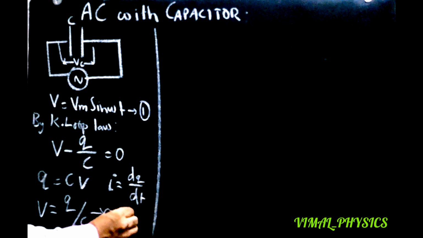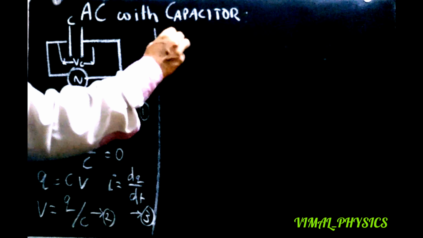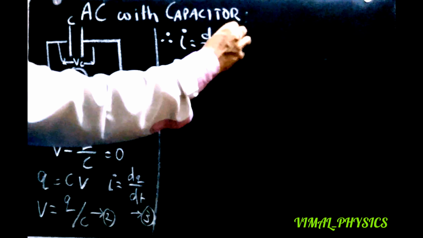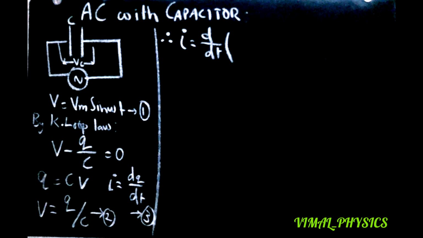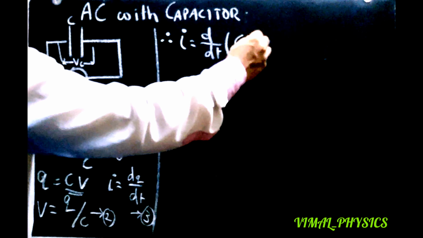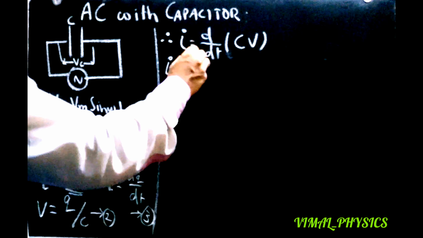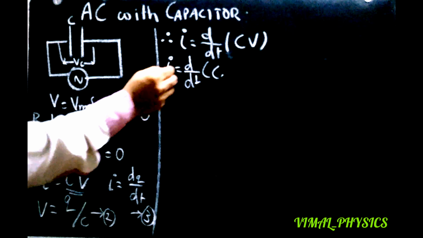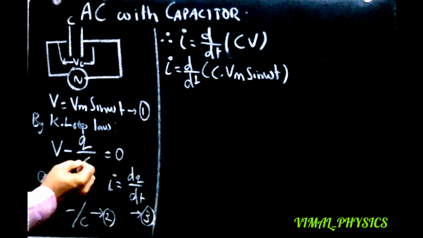And also, we have the expression I is equal to rate of flow of charge. That is I is equal to dq by dt. That is current is equal to dq by dt. So, I am using the expression, therefore, I is equal to d by dt of this particular Q expression. Q is equal to CV. The next step, I is equal to d by dt of C, I keep it as it is. Instead of V, I take it as Vm sin omega t.